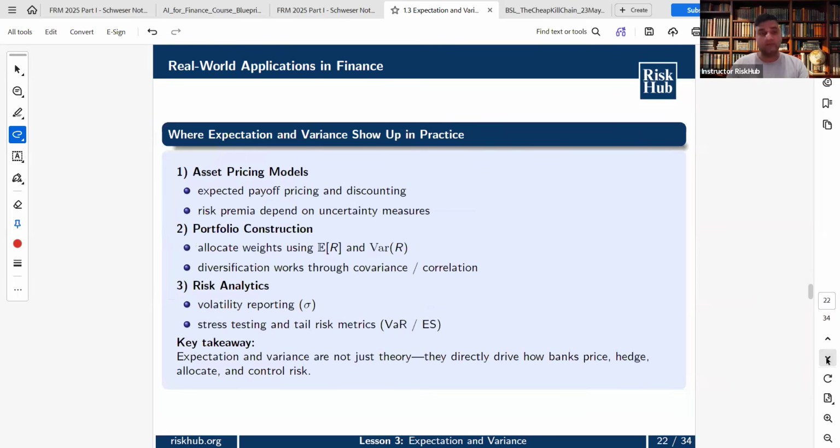Then we get into the next part, which is your slide number 22, where expectation and variance show up in practice. Now the course connects mathematics to real financial institutions and asset pricing models. Every pricing model begins with expectation. The general pricing formula: price is equal to the expected value of the discounted payoff. This single idea powers bond pricing, option pricing, credit pricing, insurance pricing, Black-Scholes. Example we have, right? Option value is given here.